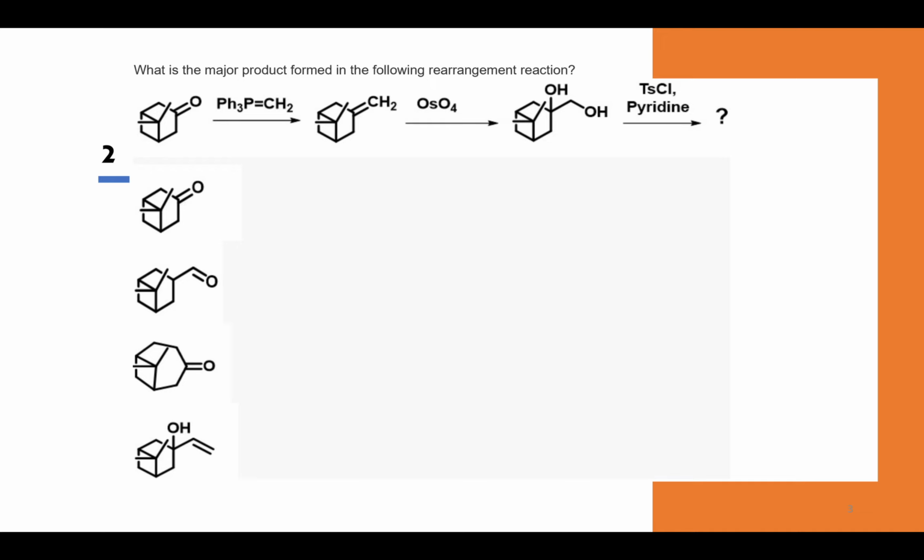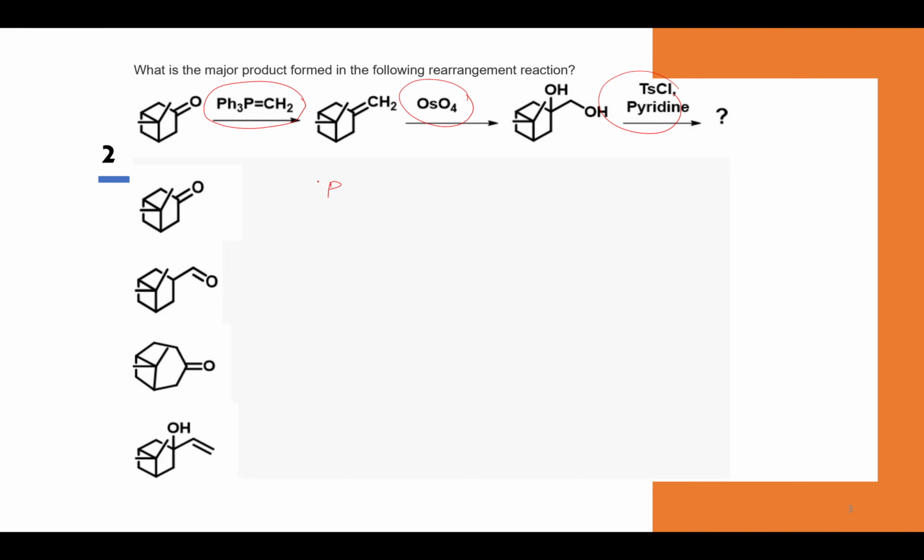Question number 2. Here the question is: what is the major product formed in the following rearrangement reaction? Here we have 3 steps. You can see the first step is the Wittig reaction, then osmium tetraoxide reaction, then a rearrangement reaction. So we will discuss them one by one with mechanism. Here we have the Wittig reaction. I think all of you are aware of this one.